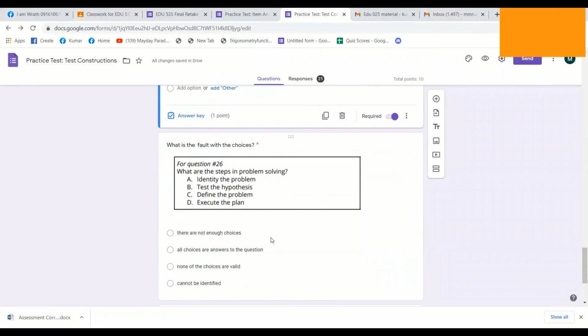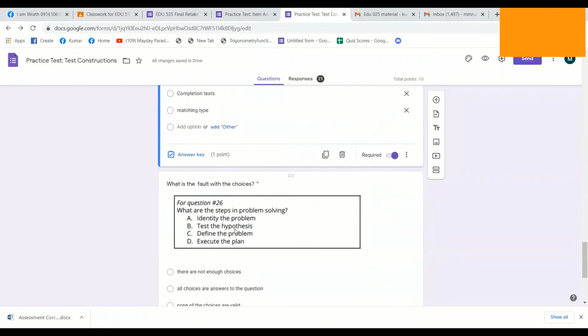What is the fault with these choices? What are the steps in problem solving? Identify, test hypothesis, define, execute the plan. Okay, what is wrong with this one is that all of these options are steps in the scientific method or in solving a problem.